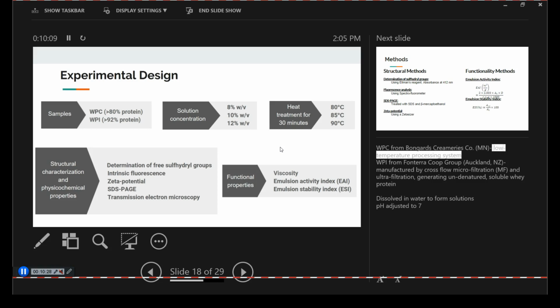The structural characterization and physiochemical properties were studied using various methods like determining free sulfhydryl groups, fluorescence, zeta potential, SDS-PAGE, and transmission electron microscopy. The functional properties that were studied were viscosity, emulsion activity, and emulsion stability index.